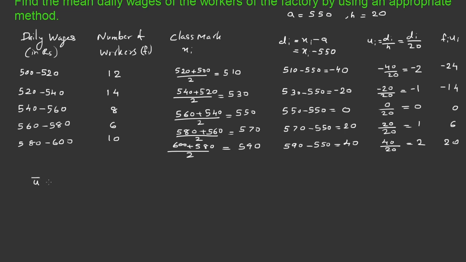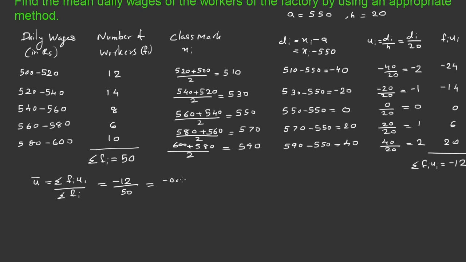We know U bar is equal to sum of Fi Ui divided by sum of Fi. Sum of Fi is already given, it is 50. And we need to calculate sum of Fi Ui. It is minus 24 minus 14 plus 0 plus 6 plus 20, that is minus 12. Substituting the values, I will get minus 12 by 50. That is equal to minus 0.24.